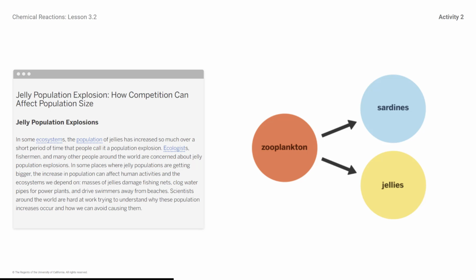As you read, I would like you to pay special attention to this diagram to see how it helps you understand how the sardine population could have affected the jelly population. Students actively reread the article Jelly Population Explosion, final section, Competition for Food.